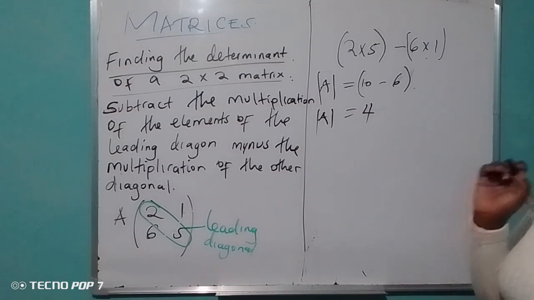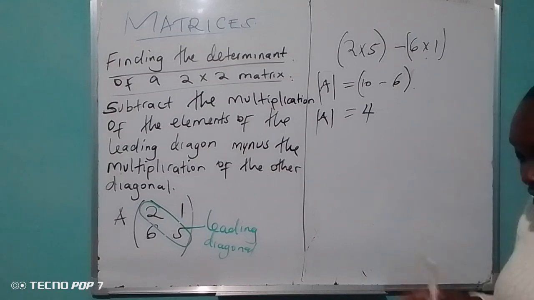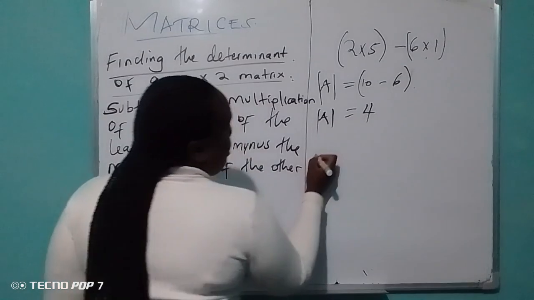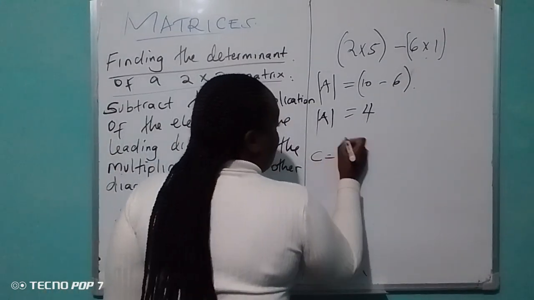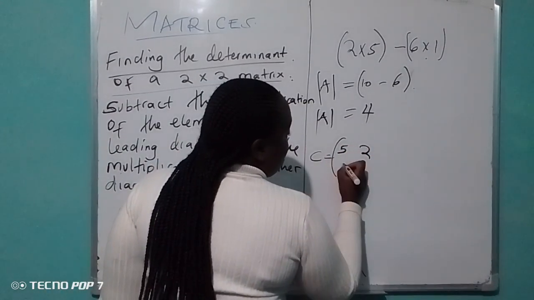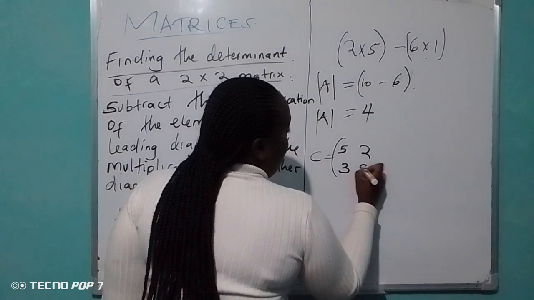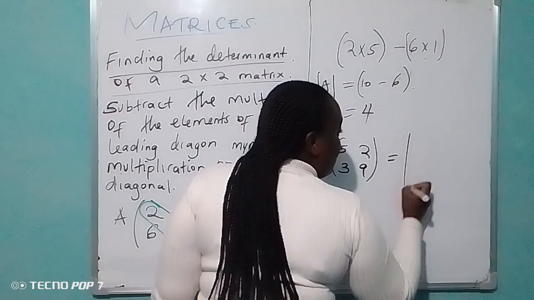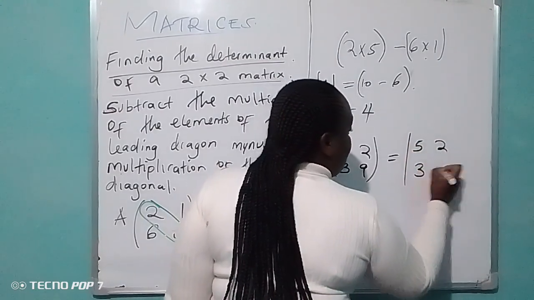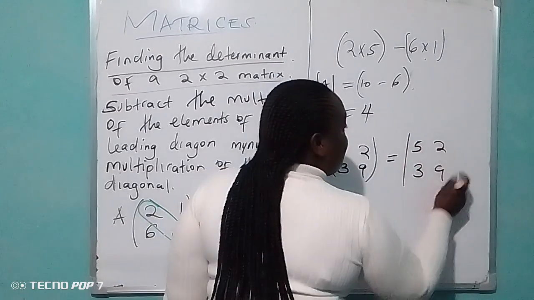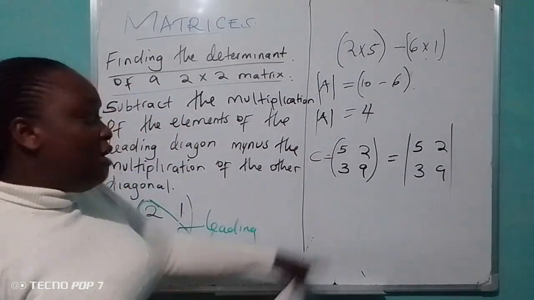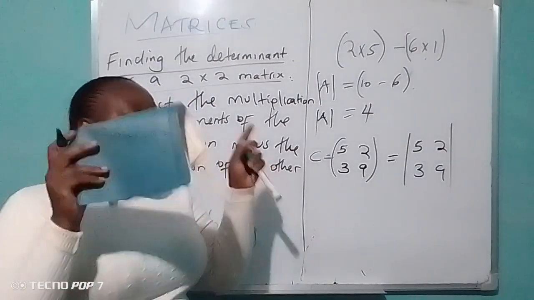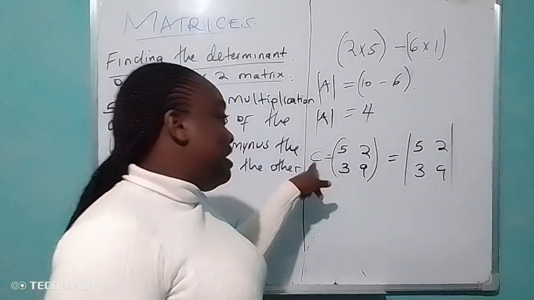So when you find a matrix that has a straight line, it is its determinant. For example, we have matrix C as 5, 2, 3, 9. If that is matrix C, they will tell you to find its determinant. A matrix in a curved bracket, you have never written a matrix that has straight lines. So if it has straight lines, it is its determinant.